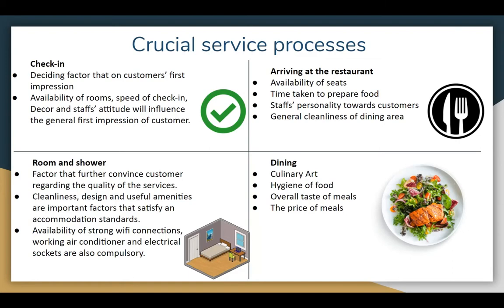Staff must always be alert in assisting customer, especially taking order, and should always be willing and friendly in serving people. The fourth service process is dining. Culinary art, hygiene of food, and overall taste of meal and the price of meal will convince them if the service is good or bad.